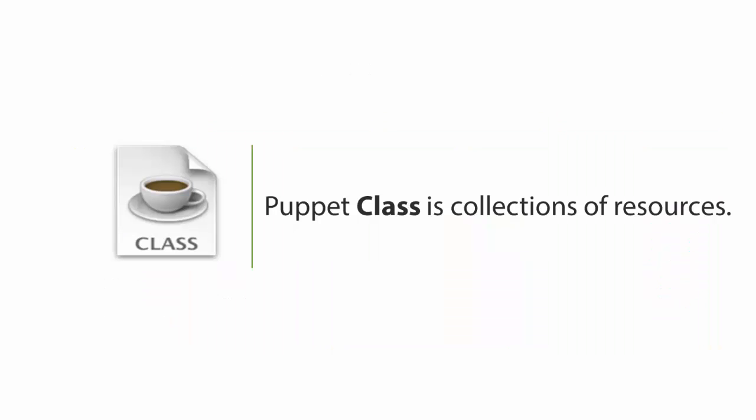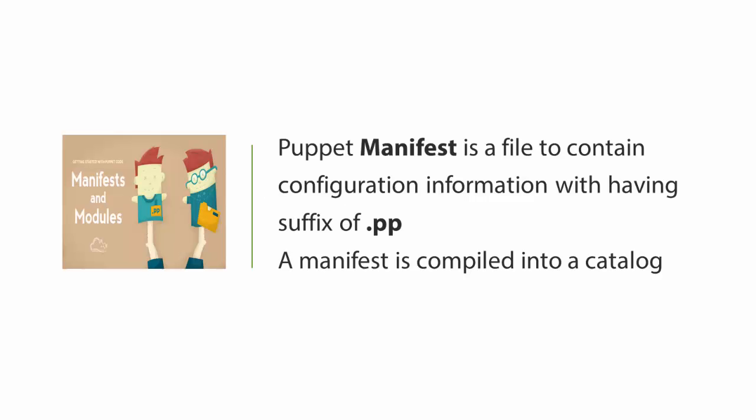Then, what is the class? Class means a collection of resources. If you create many resources, then we can define a Puppet class. Manifest. What is the Puppet manifest? A manifest is a kind of file, and this file contains configuration information. Normally manifest files have the suffix .pp, and a manifest will be compiled into a catalog. This catalog will be transferred to the Puppet agent by the Puppet master.